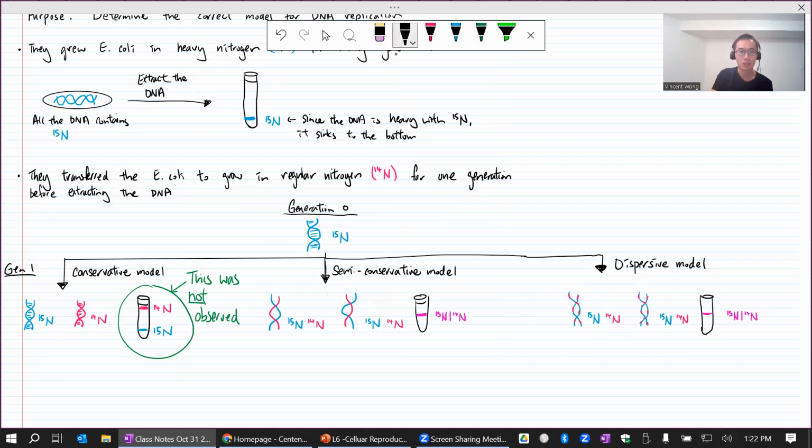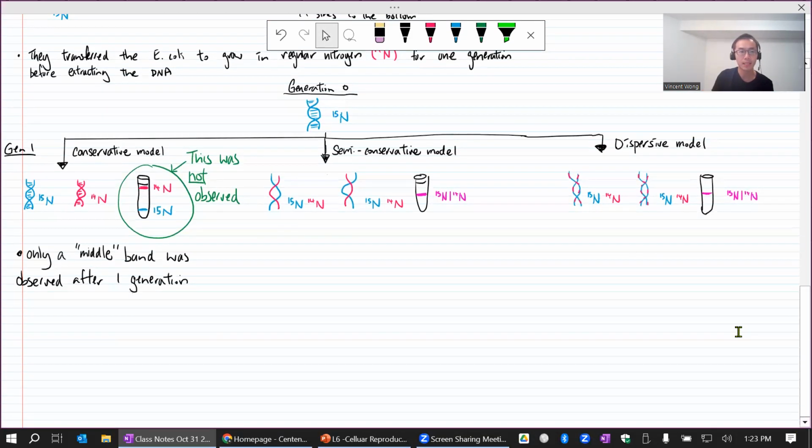Let me write this down for you. Only a middle band was observed after one generation. What does that mean? Well, it means the conservative model was incorrect.